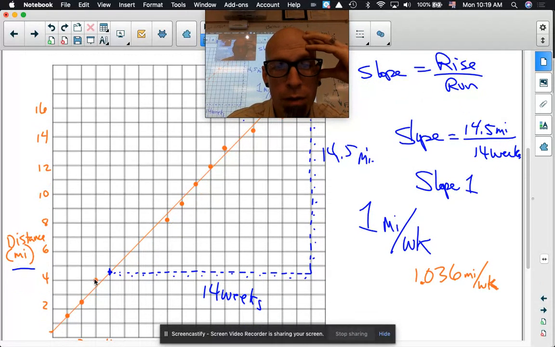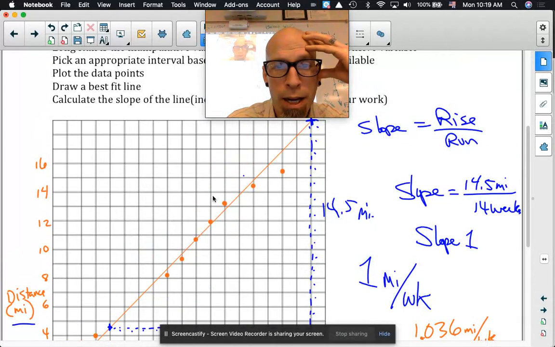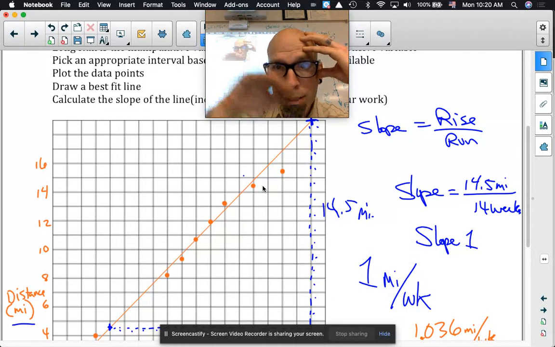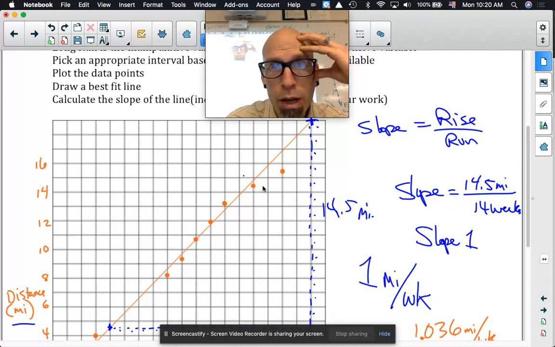Notice I've got 1 above here, a couple below, a couple above, and then a couple below. So again, I'm splitting right down through my data. That is kind of the goal: to split right through the center of where your data is.